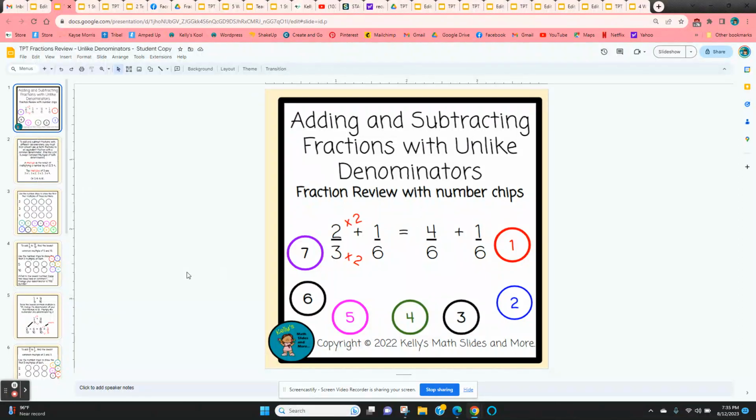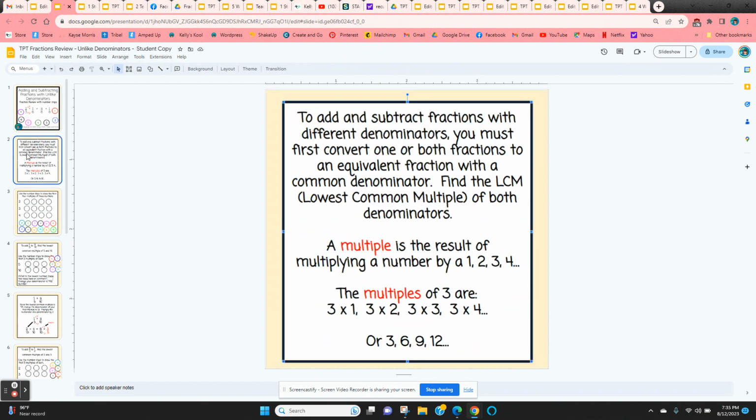Adding and subtracting fractions with unlike denominators. This is a digital lesson and it uses number chips, so it's a lot of fun for the students. Now it starts with just some definitions.